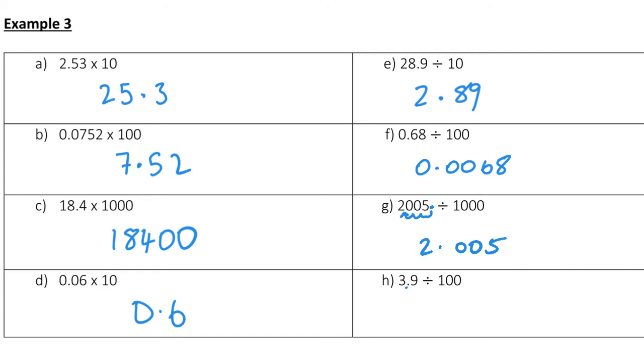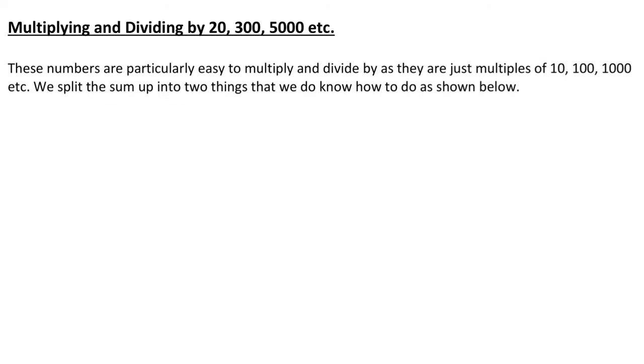What we're going to have is 0.039. And we can see clearly that the decimal point has been moved from between the 3 and the 9 once, twice. So we have 0.039. Multiplying and dividing by 20, 300, 5,000, etc. These numbers are particularly easy to multiply and divide by, as they're just multiples of 10, 100 and 1,000.